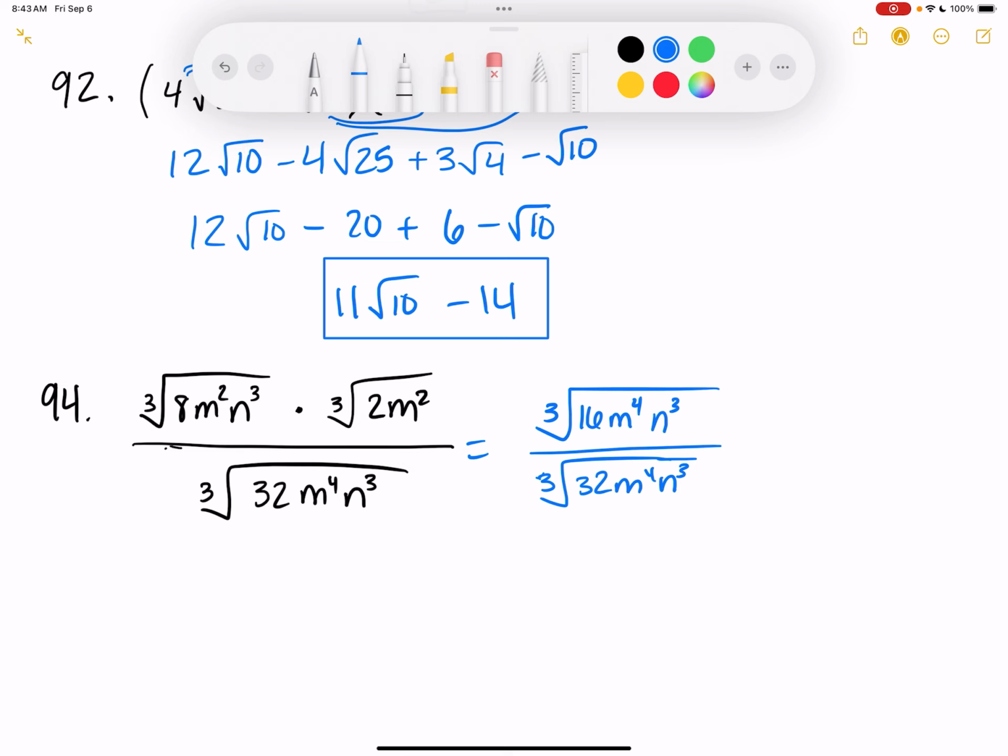So now I would start taking things out as like a group of 3. So what can I take out of the top one? If I need to do like the little factor tree, I can do that.